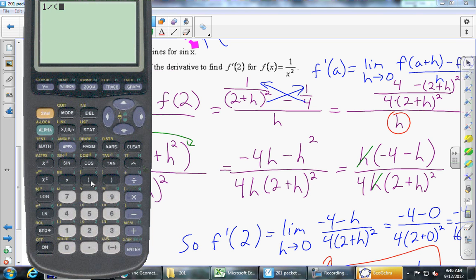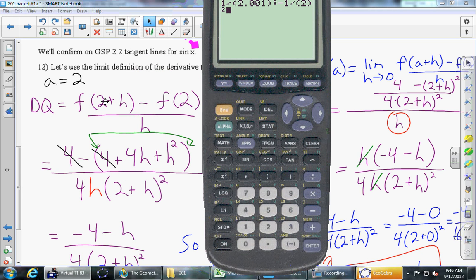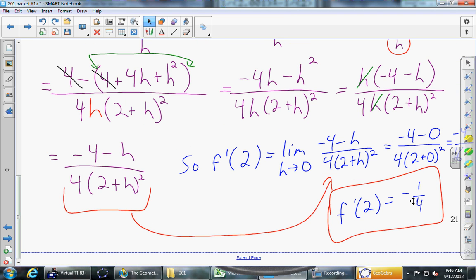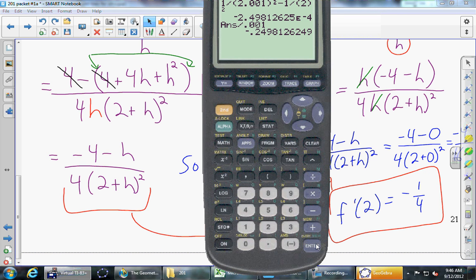So we go 1 divided by 2.001 squared. And then what are we subtracting? 1 divided by 2 squared, right? It's the same thing. It's f of 2.001 minus f of 2. Then we divide by the h, which is 0.001. Now before we hit enter, remember the exact answer is -1/4, -0.25. So if we divide there, we get -0.2498.